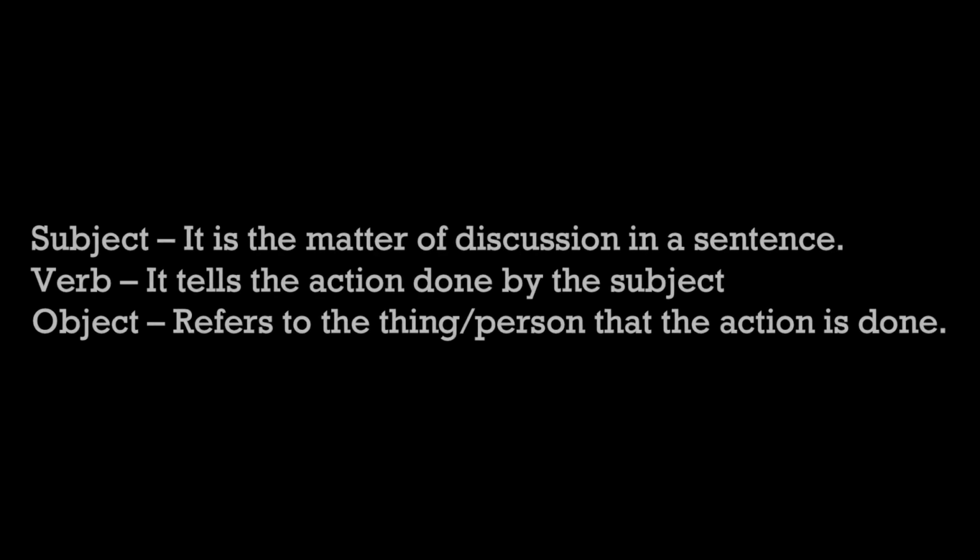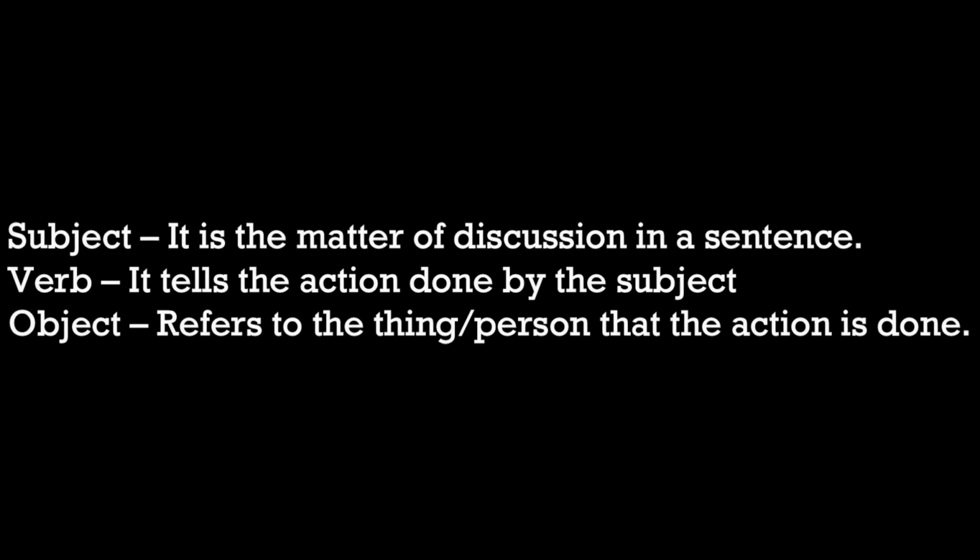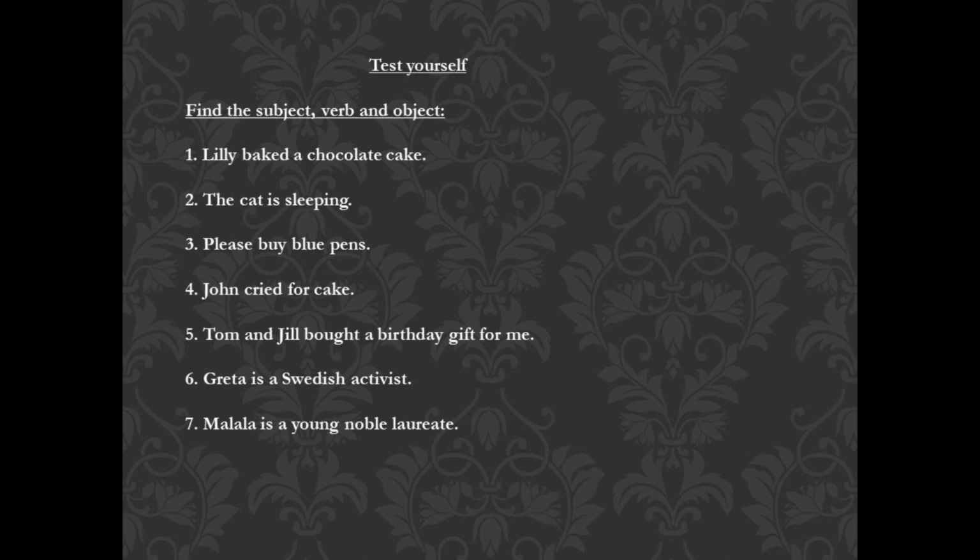நம்ம படிச்ச sentences and articles related கொஞ்சம் examples solve பண்ணலாம். First நம்ம finding the subject, verb and object in a sentence அதுதான் பார்க்க போறோம். Keep in mind, subject is the matter of discussion in a sentence. Verb denotes the action done by the subject. Object is the thing or person that the action is done.